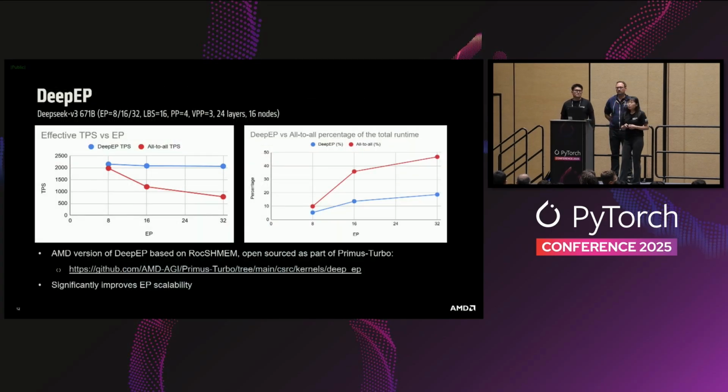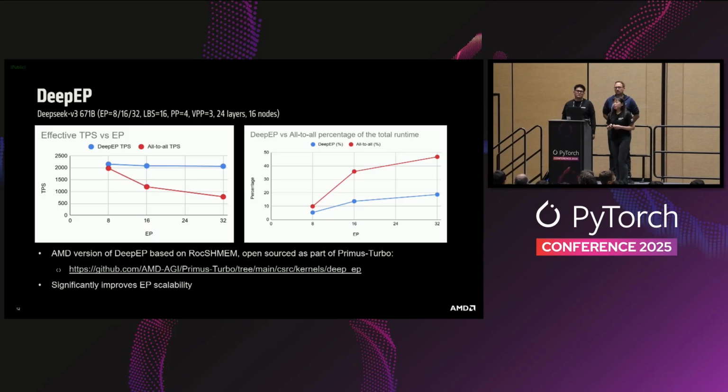So Primus Turbo also includes DeepEP, which can accelerate the all-to-all performance significantly. Here we demonstrate the DeepEP using a DeepSeek run. If we look at the curves on the left side, in terms of throughput, we look at the red curve. The EP size is increasing from 8 to 16 to 32. We can see the total throughput is dropping a lot with EP size increasing.